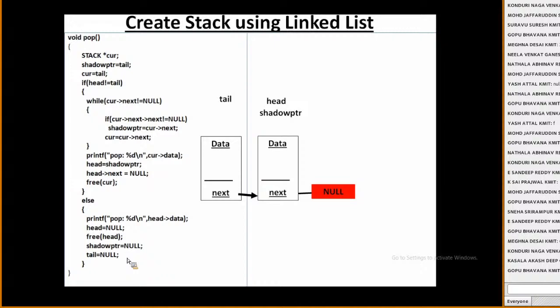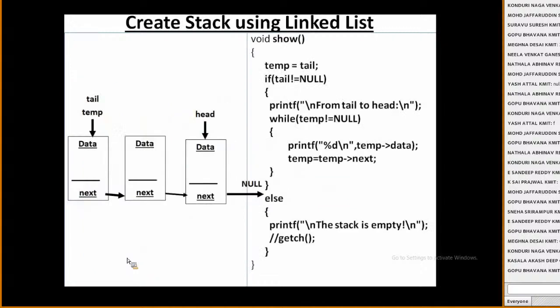Fine. So again, please take the screenshot of that, and the last function is your show function. Now I'm using the temp pointer. Temp is equal to tail, and I'm showing the elements from tail to head. So temp is equal to tail.